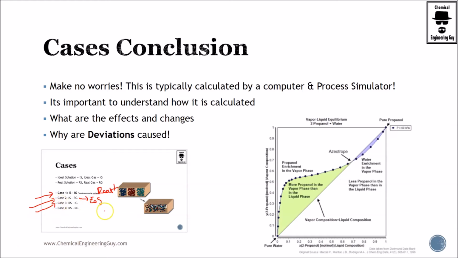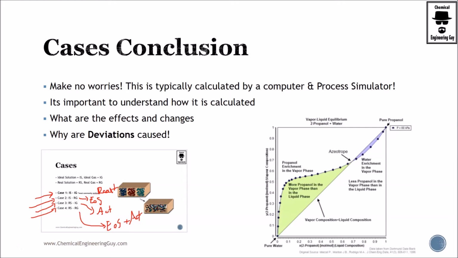Then we have real solution, ideal gas. This uses activity models, which affect mostly the liquid. And then we have real solutions, real gases, which use both equations of state and activity models.